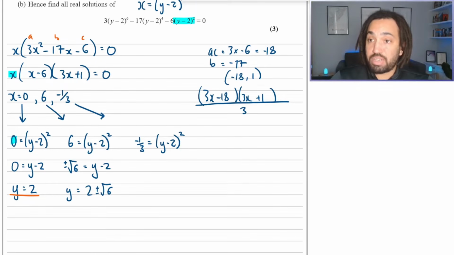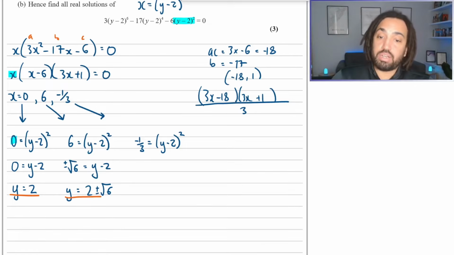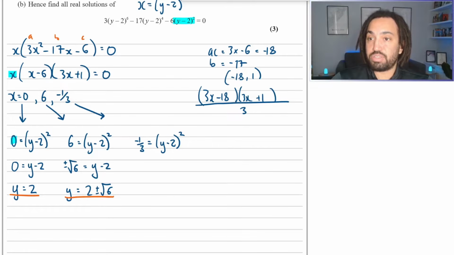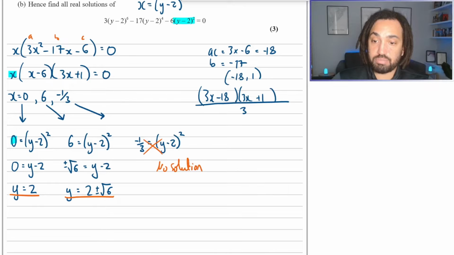And can we square root a negative? Hell no, we can't. So there's no solutions there. So that one can get in the bin. No solutions. Can't square root a negative. So we have our three solutions, 2 and 2 plus or minus root 6.